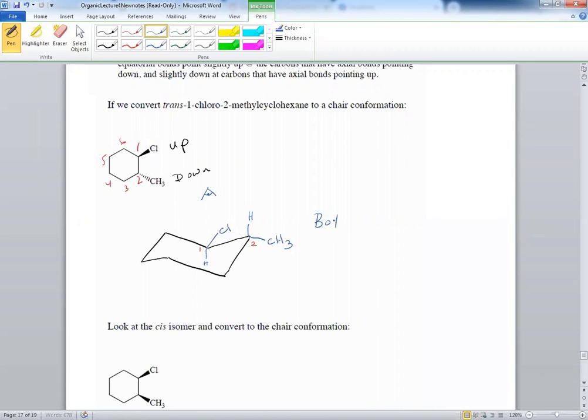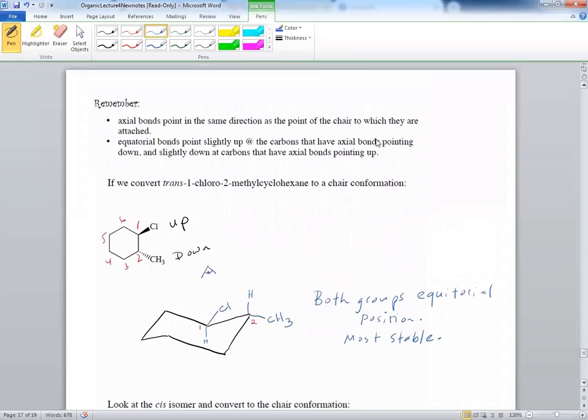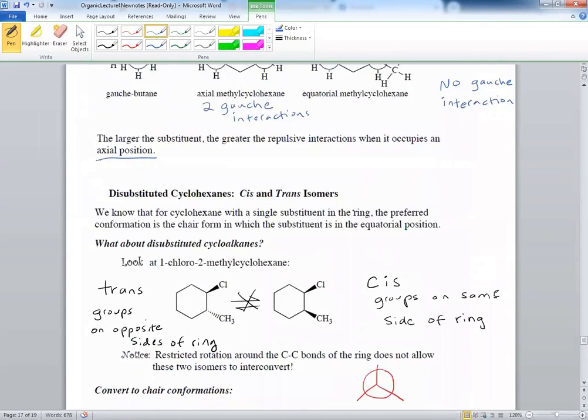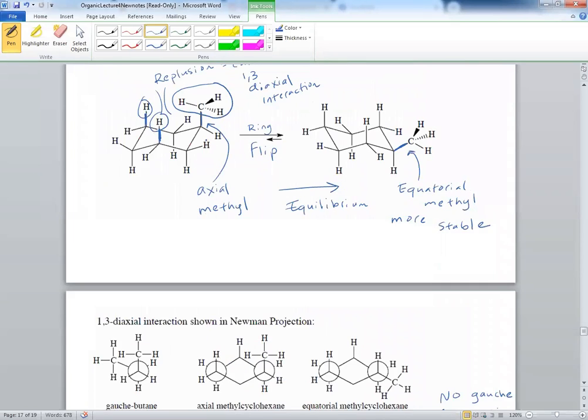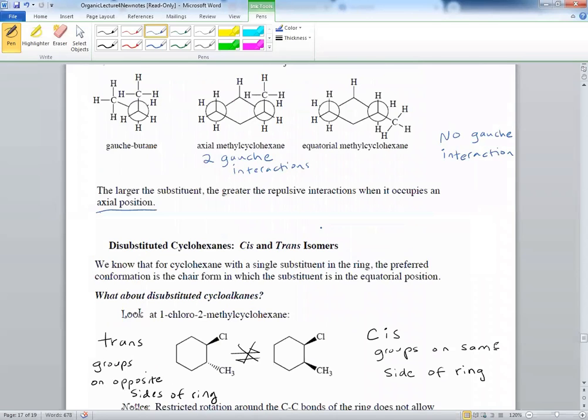So we say both groups are in the equatorial positions, which is much more favored than, of course, any axial position. So this would be the most stable. Again, it eliminates this diaxial strain, as we talked about above here, the diaxial interaction right here. Very well.